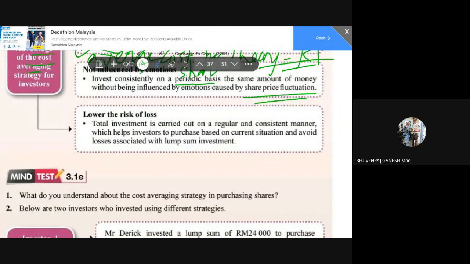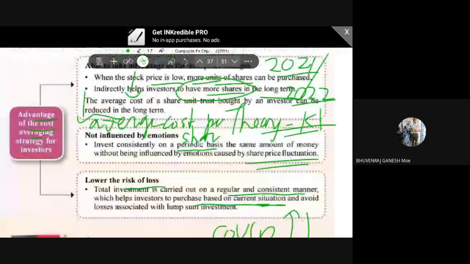So lower the risk of loss. That's another advantage. If the investment is carried out in a regular and consistent manner, it can help investors purchase based on the current situation. So when the COVID time hit, definitely there was going to be more loss, so fewer shares could be purchased at the same time. But now we're out of it, so it should be a bit better.